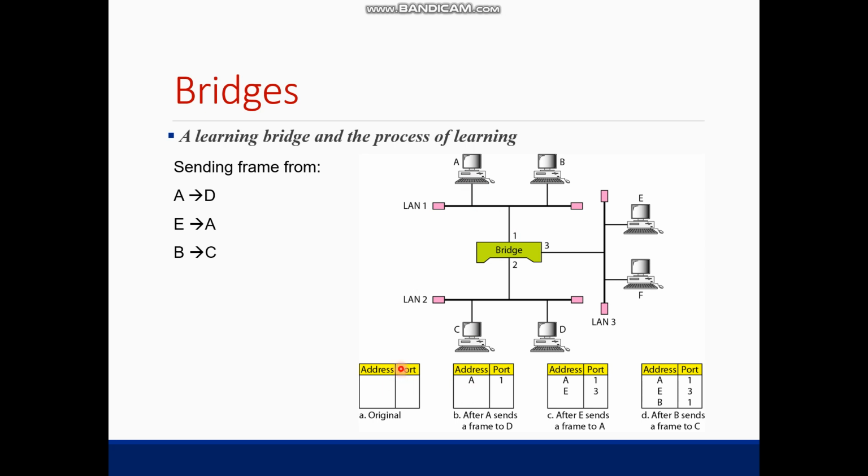So A is going, the first time the table originally is going to be empty, but in the first frame sending or frame forwarding, A is going to be assigned to port 1. In the second one, E is going to send to A. E is here, it's going to send to A. It must send through 3, so E is going to be assigned to 3. And B to C. B here to C, and B is going to be assigned to 1 as well. So this is going to be the learning process of the dynamic table in the bridge.